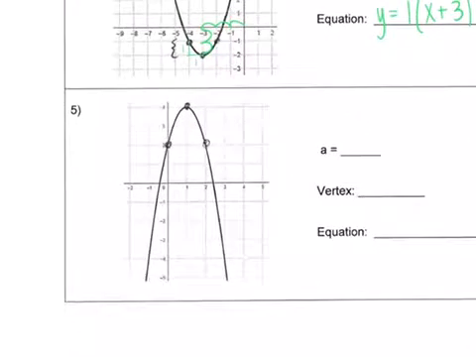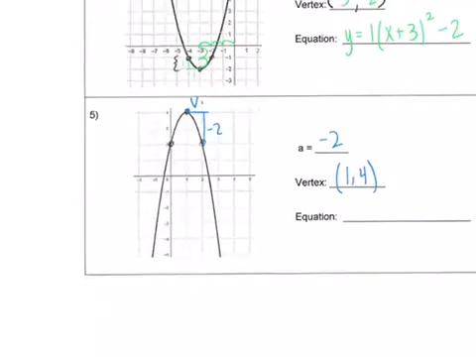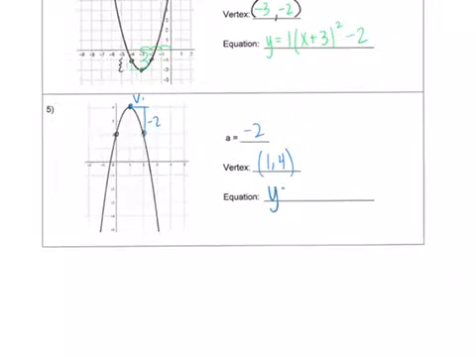Doing something similar on problem 5. So my vertex is (1, 4), because that would be the tallest point on the mountain. And then my a value, we go over 1, down 2. So my a value is -2. So my equation would be -2(x minus 1) squared plus 4. Because remember that whatever's in parentheses should be the opposite sign. And we're good to go.